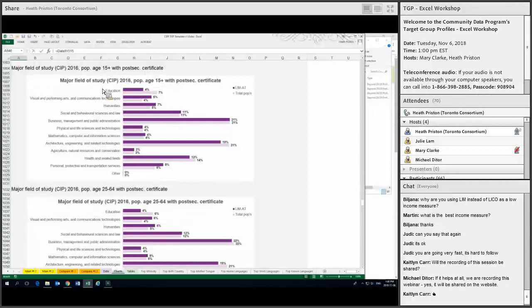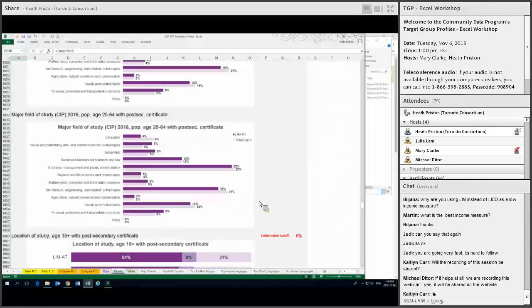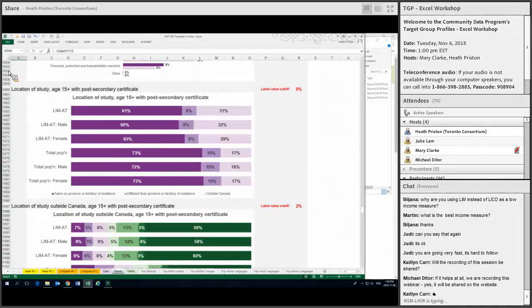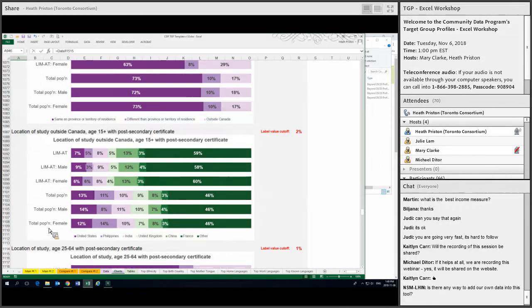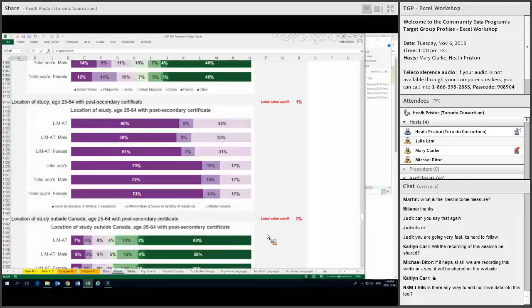Education, we have two different groupings of highest certificate achieved for the population age 15 or older, or only for the population age 25 to 64. So again, you can look at the relative education levels between those populations. What your major field of study for your highest degree was for those with a post-secondary certificate or higher. Again, for age 15 plus or for age 25 plus, so you can look at the educational background of those two populations.